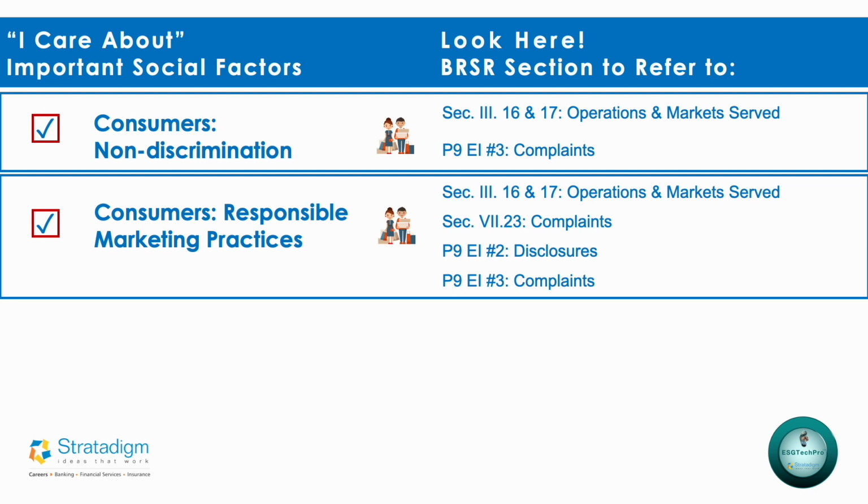So please do go look at section 3.16 and 17: which operations the bank runs, which markets it serves. Section 7.23, complaints from customers. Principle 9, business conduct. Essential indicator 2: how do they disclose terms and conditions, product information, and product literature to the customers? Principle 9, essential indicator 3: have customers made complaints?